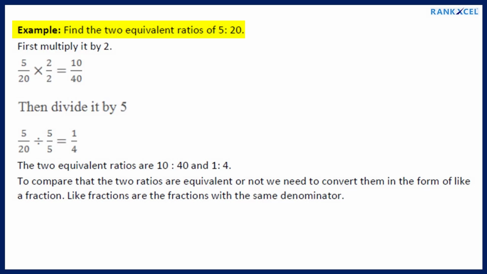Example: find two equivalent ratios of 5 is to 20. First multiply it by 2. The two equivalent ratios are 10 is to 40 and 1 is to 4. To compare whether two ratios are equivalent or not, we need to convert them into the form of like fractions. Like fractions are fractions with the same denominator.